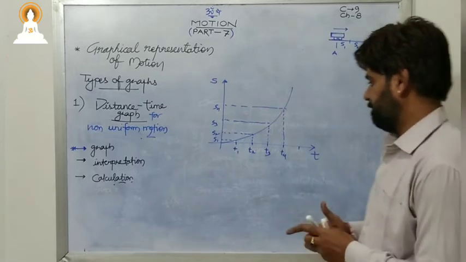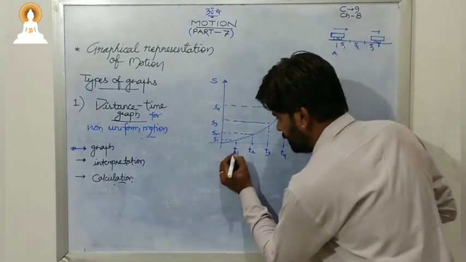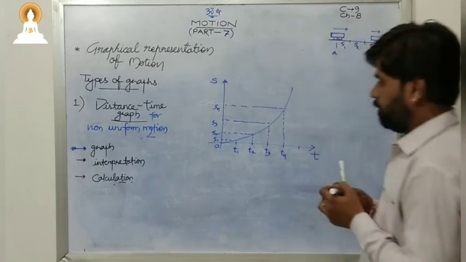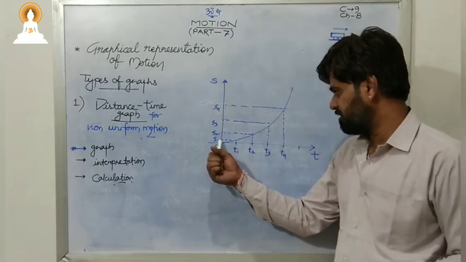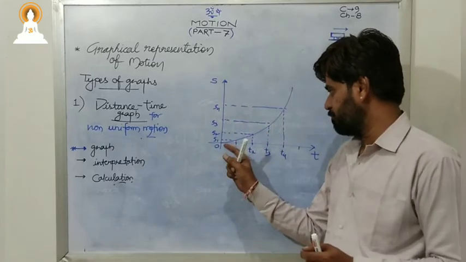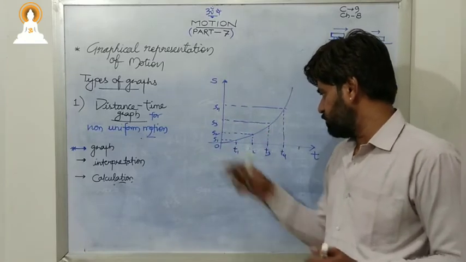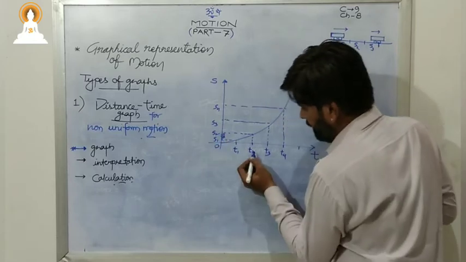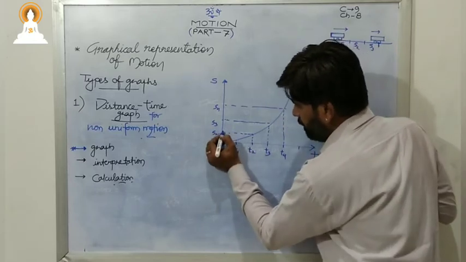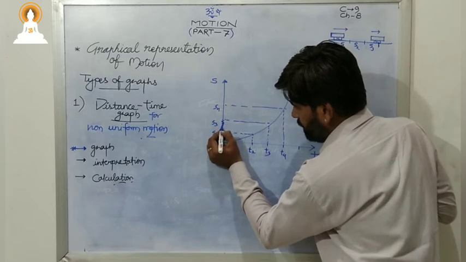Now see, this is T1, this is the origin. For the interval 0 to T1, S1 is a very small value. T1 to T2, S2 is this much distance. Then T2 to T3 we have this, which is larger than this.